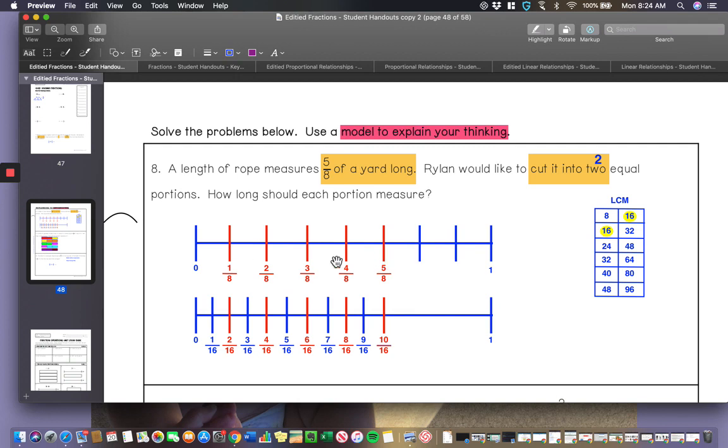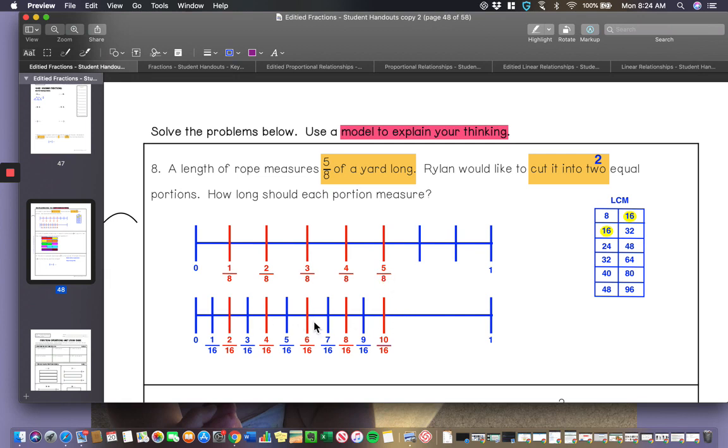Well, to model division of fractions on a number line, you can take a number line and cut it into the fraction represented in the problem. So here we have 5/8. We have a rope that measures 5/8 of a yard long, so my rope measures from 0 all the way over here to 5/8. All I need to know is what is 2 equal parts of 5/8. So I partition my number line equally into eighths, and I could stop here at 5/8.